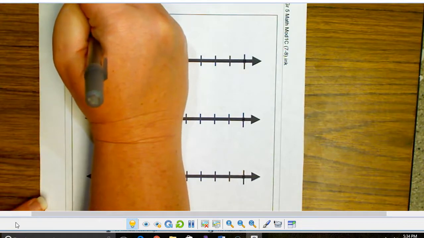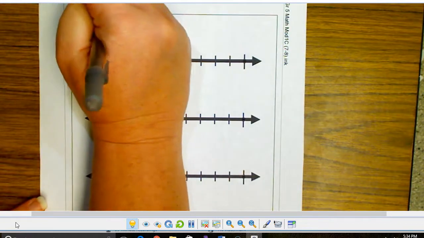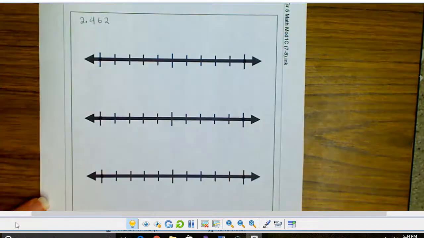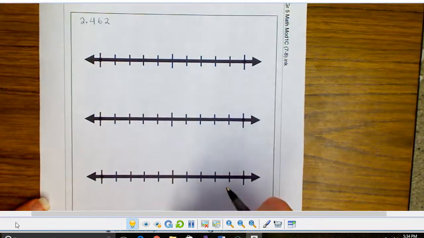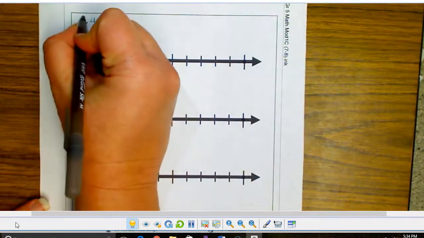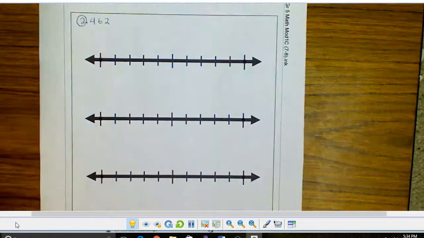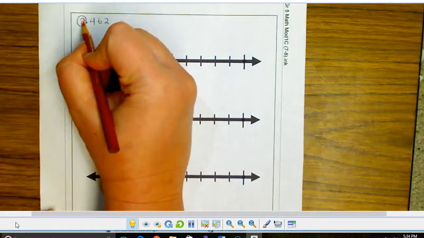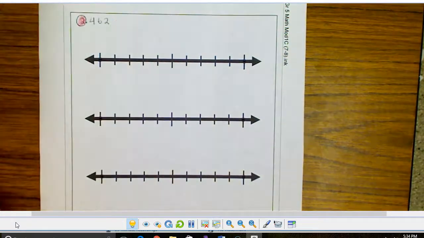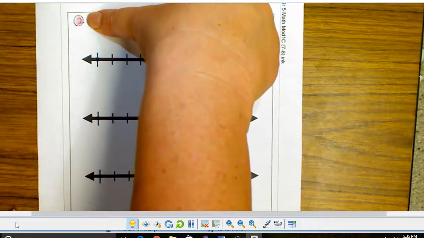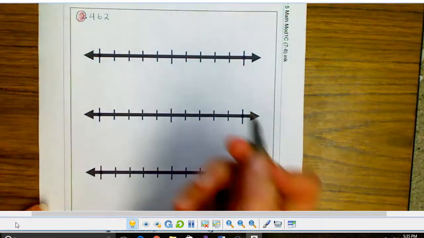All right, so we're going to start with the number 2 and 462 thousandths. The first thing we're going to do is start with our whole number. So that's anything that comes before the decimal. So right here, you'll see we have a 2. And we're going to color code that. We're going to make that red with a circle there. So the only thing I'm going to worry about right now is placing this 2 on the number line.